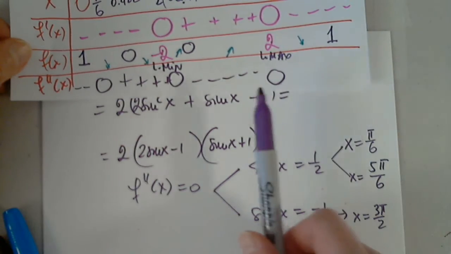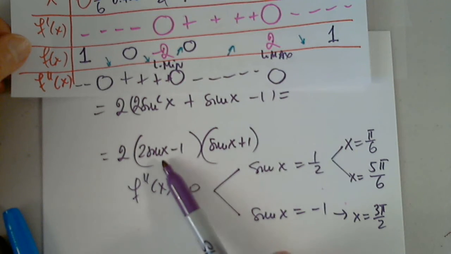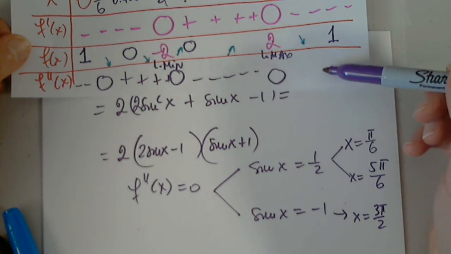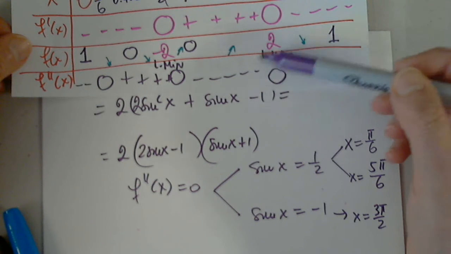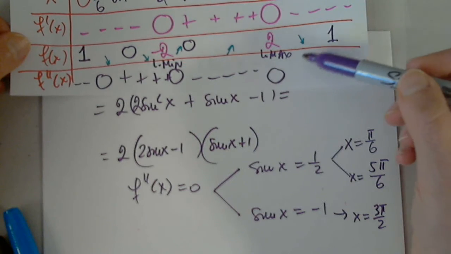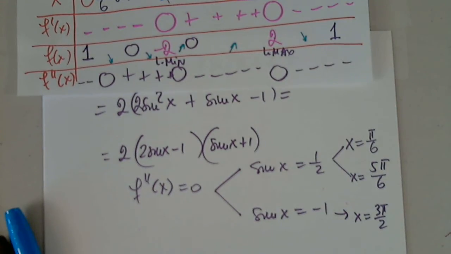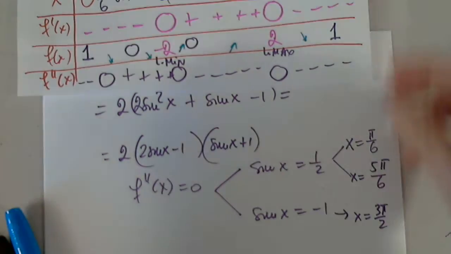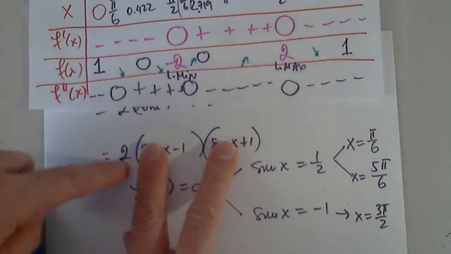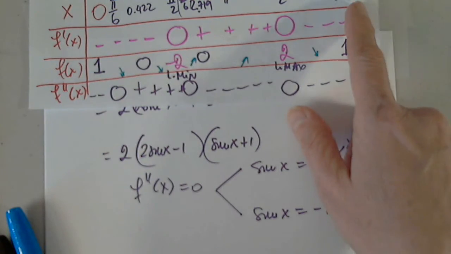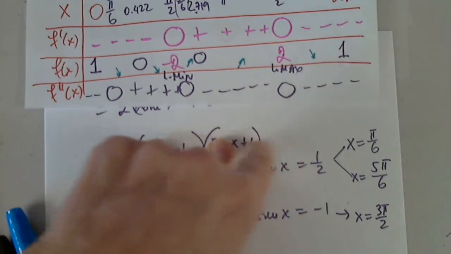Wait a minute. With 2 pi, this is 0, negative. If this is negative, this is a local max. Oh, I see. Yep, because it's at the same point. So let's do this again just to make sure. With pi, this is 0, this is 0. 2 times negative 1 times 1 is negative. And now with 2 pi, the same thing. This is 0, this is 0. 2 times negative 1 times 1 is negative.